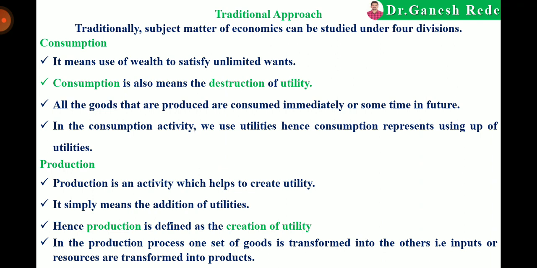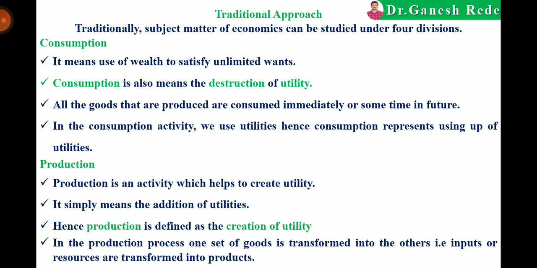Just simply keep in mind, the destruction of utility is consumption. Now opposite to that, next is production. Production is an activity which helps to create utility. So consumption means destruction of utility and production means creation of utility. Production simply means the addition of utilities, hence production is defined as the creation of utility.